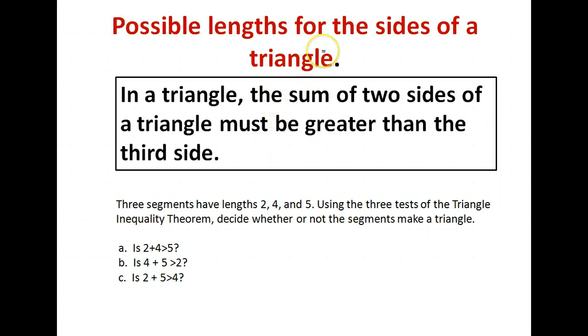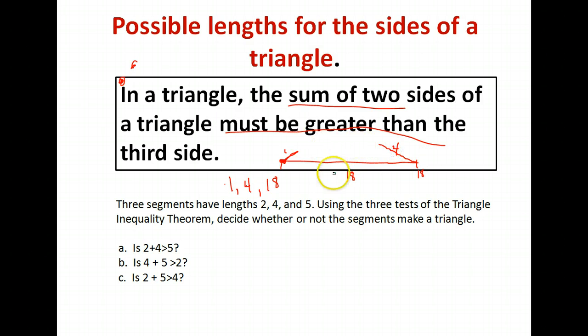Okay, let's talk about possible lengths for the sides of a triangle. Now, it is a fact, a theorem in fact, that in a triangle, the sum of two sides of a triangle must be greater than the third side. So for example, 1, 4, and 18, if those were the lengths of my sides, there's no way those could make a triangle. If you had something that was length 18 units, and then you try to take sides and attach them, one's length 1 and the other one is length 4, there's no way those are going to meet up.